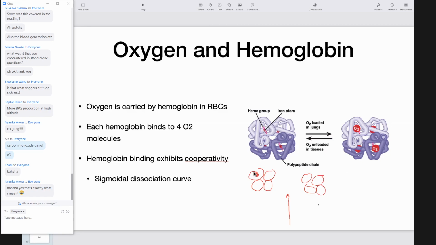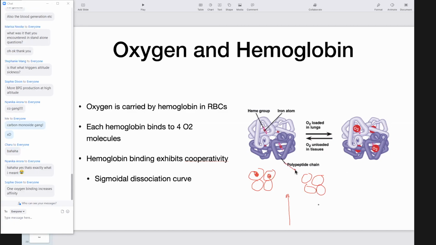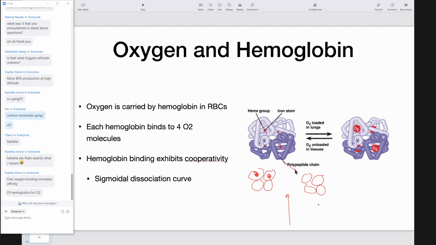The next oxygen that comes through is more likely to bind to this hemoglobin than it is to this hemoglobin, because for each additional oxygen that the hemoglobin is bound to, it increases its affinity. It wants to hold on to it more. And so for each additional one, we're more likely to fill up an entire hemoglobin before we start filling up the next one. And when we unload this oxygen from the hemoglobin, it does the same thing in reverse. We are more likely to unload one entire hemoglobin before we start unloading the second one.